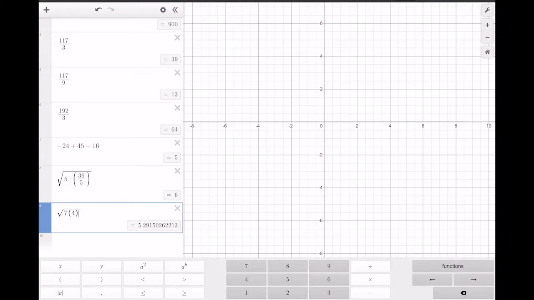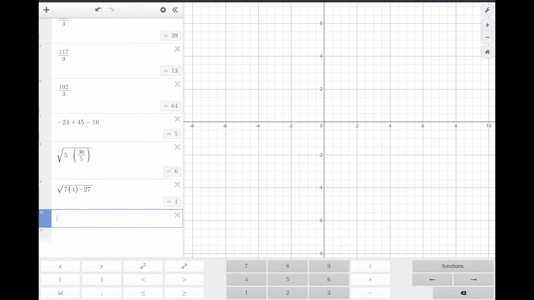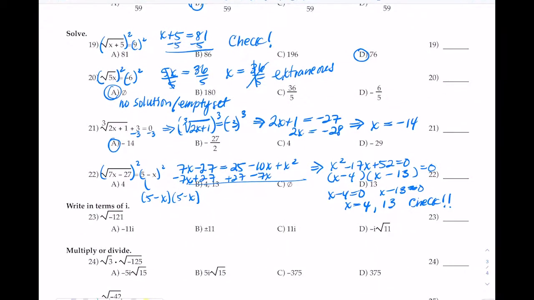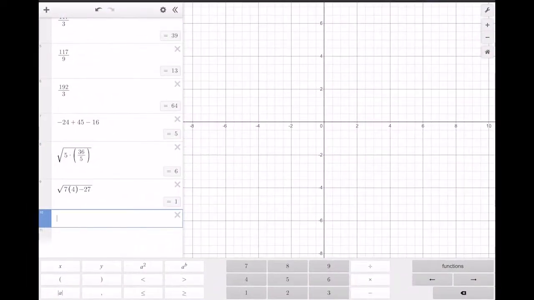Okay, so minus 27, that equals 1. And then on the other side, it was x minus 5, I believe, or was it 5 minus x? It was 5 minus x. So on the other side, it was 5 minus x. So 5 minus 4 is also 1. Okay, so 4 is good.